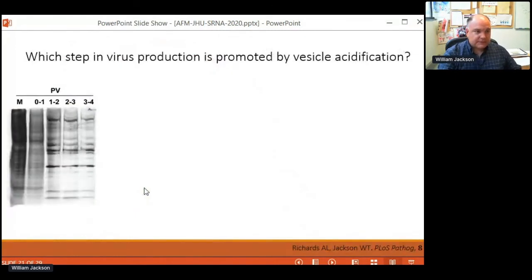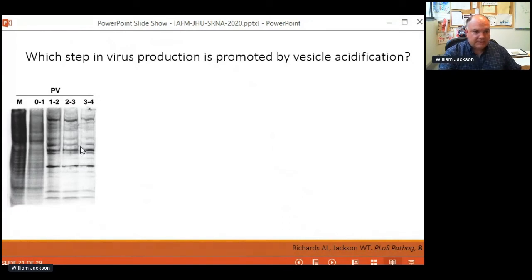So we started with a simple question. We know that this virus turns off translation very efficiently. So if we do a pulse chase, cellular translation is gone and only viral translation remains. We're using S35 methionine to pulse chase here, and we can show only the viral proteins being produced by about 1 to 2 hours after infection. And they look like the typical viral proteins we would see in an infection historically.